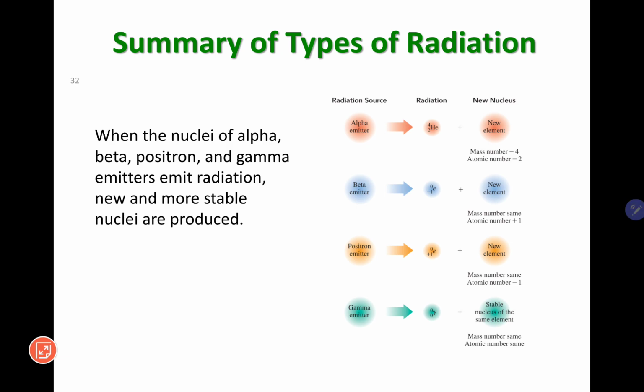All right, with that, we are going to go to the summary of these radiations. Now you should be able to understand this summary, and I'm not going to explain it again in more detail, okay? In every type of decay reaction, it could be alpha decay, beta decay, positron emission or gamma emission, you will get that respective radiation particle plus a new nucleus, okay? And the new nucleus is dependent on the type of radiation emission, okay?